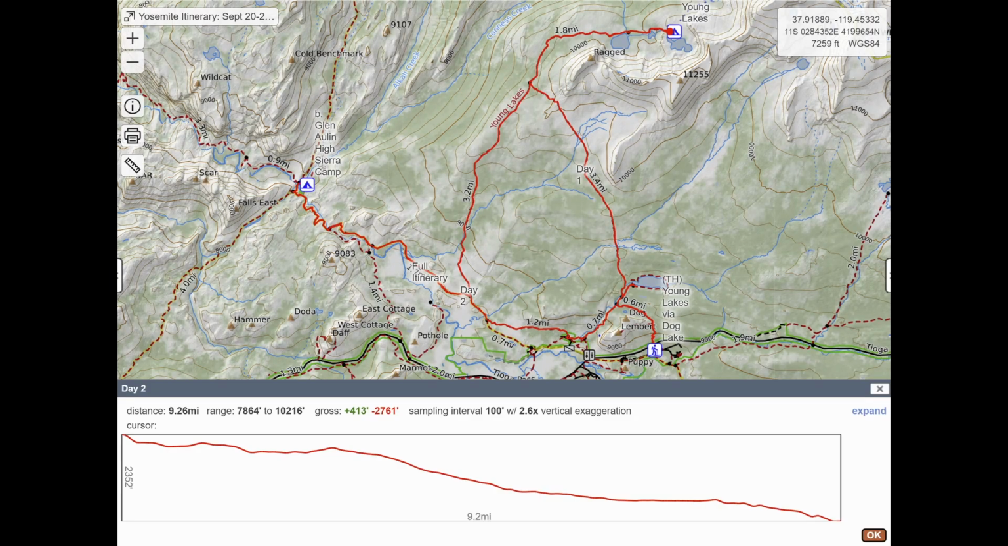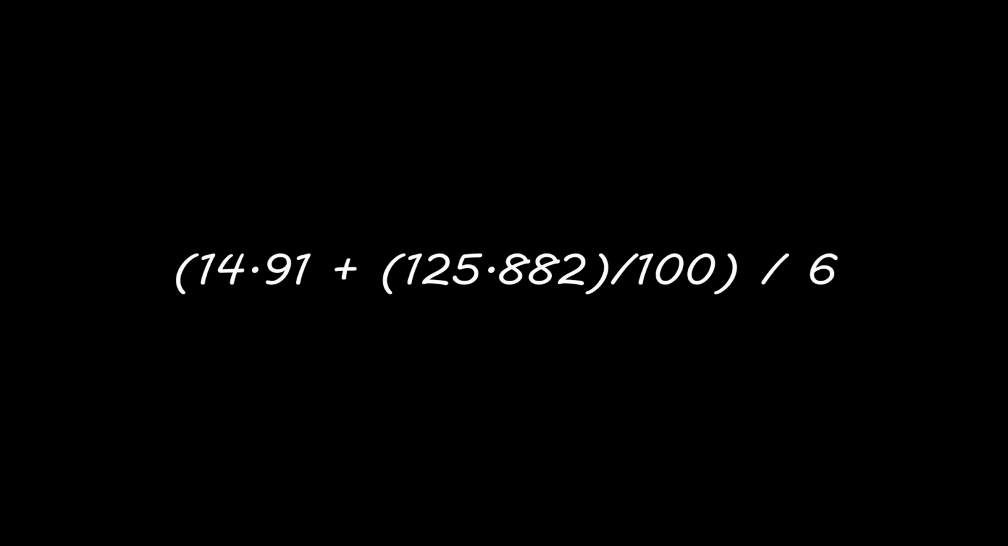However, if we look at day 2 of this Yosemite hike, you can see it is 9.26 miles with 413 feet of elevation gain and 2,761 feet of elevation loss. In other words, it's downhill. Now remember, this is in kilometers and meters. So we want to take 14.91 kilometers plus 125.882 meters over 100 and divide the whole thing by a rate of 6. So that's going to be 2.695 or roughly 2 hours and 40 minutes.